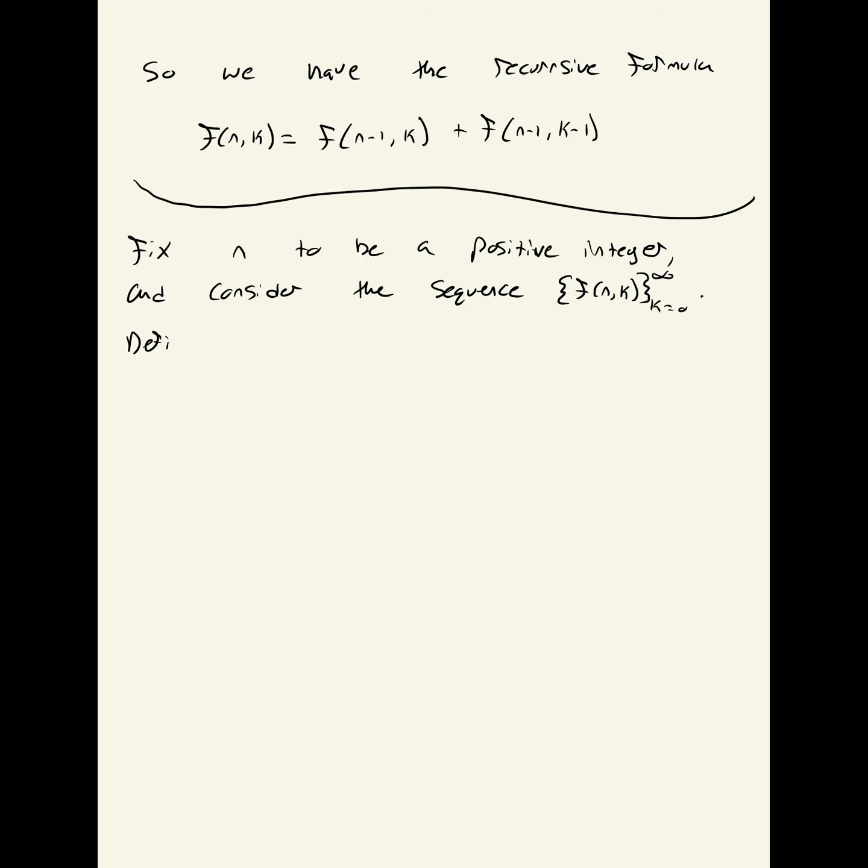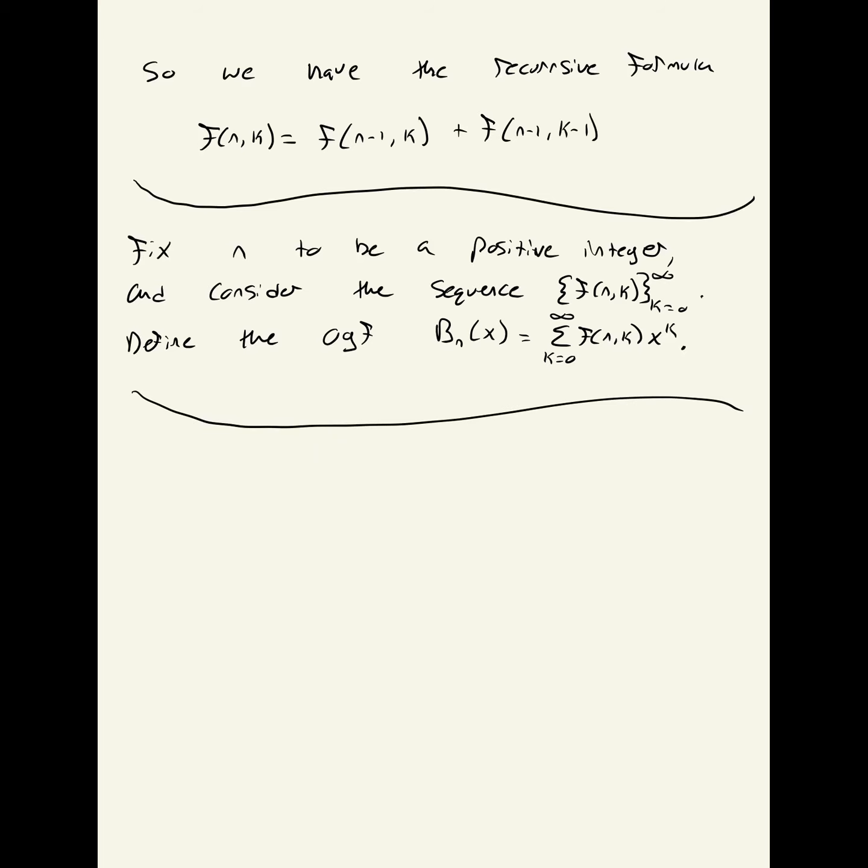And using this sequence, we'll define a generating function. Define the ordinary generating function B_n(x). We're going to let k range from 0 to infinity, have the coefficients be the elements of our sequence, and those will be the coefficients on the x to the k. So this is our generating function.